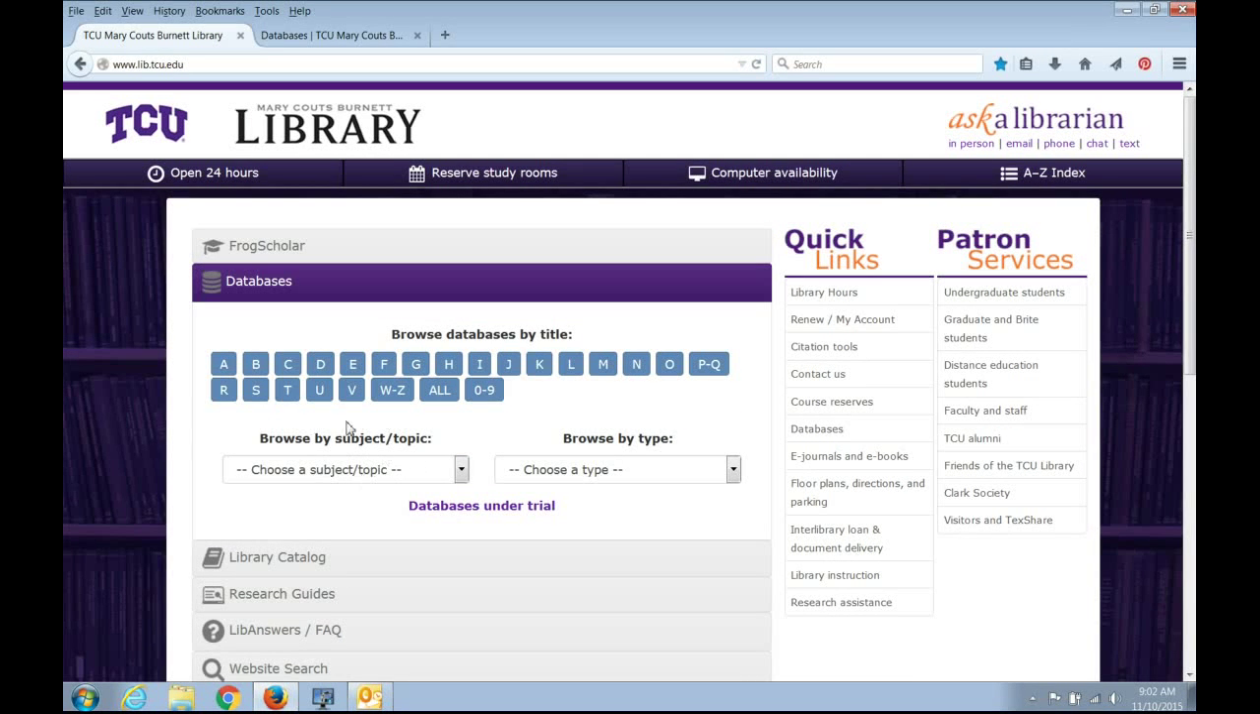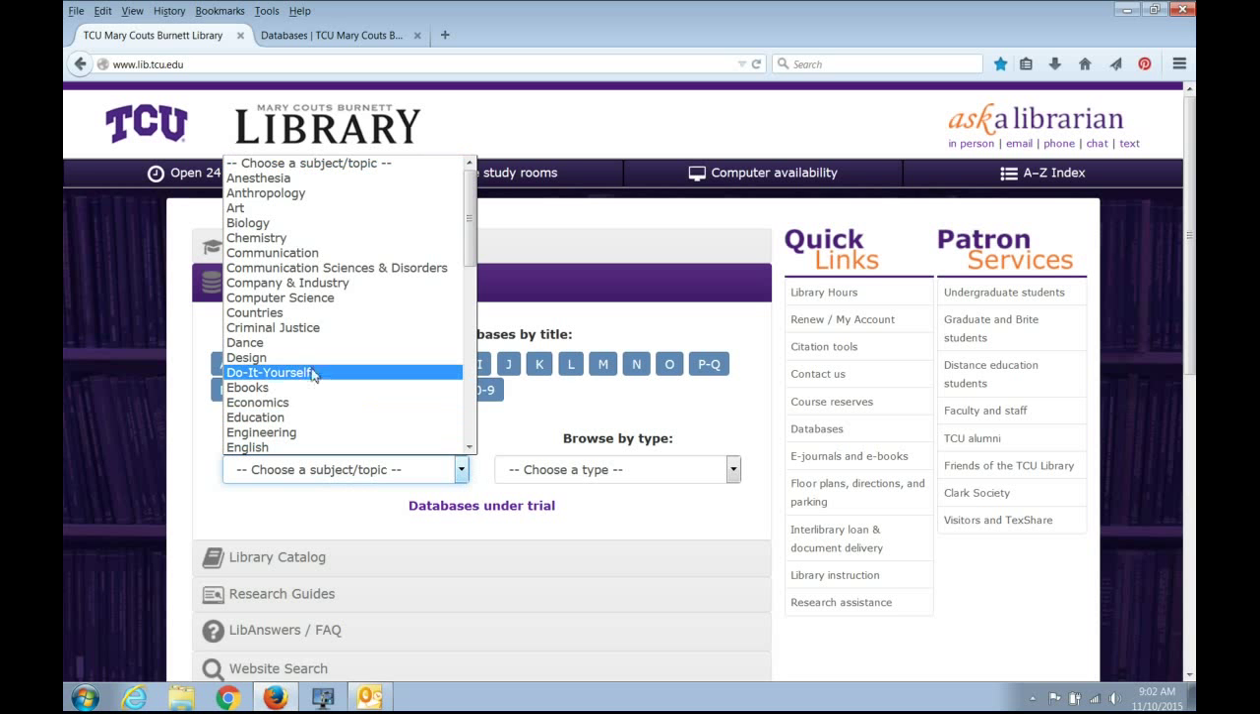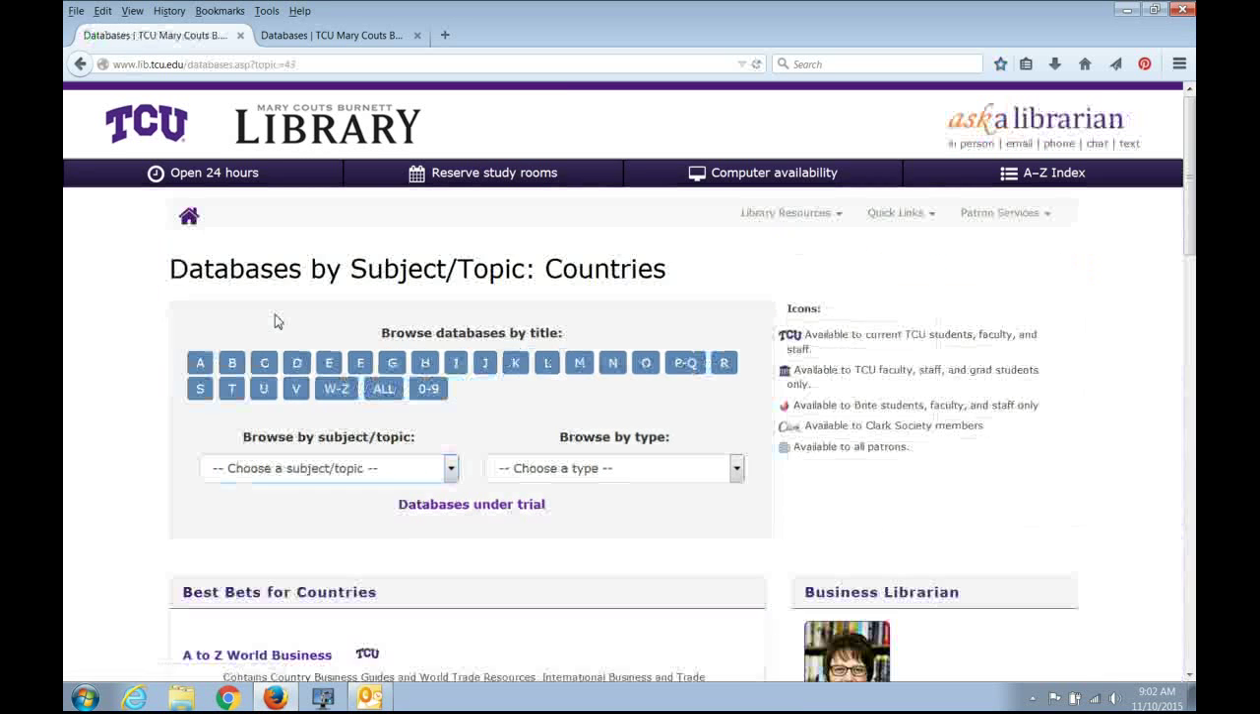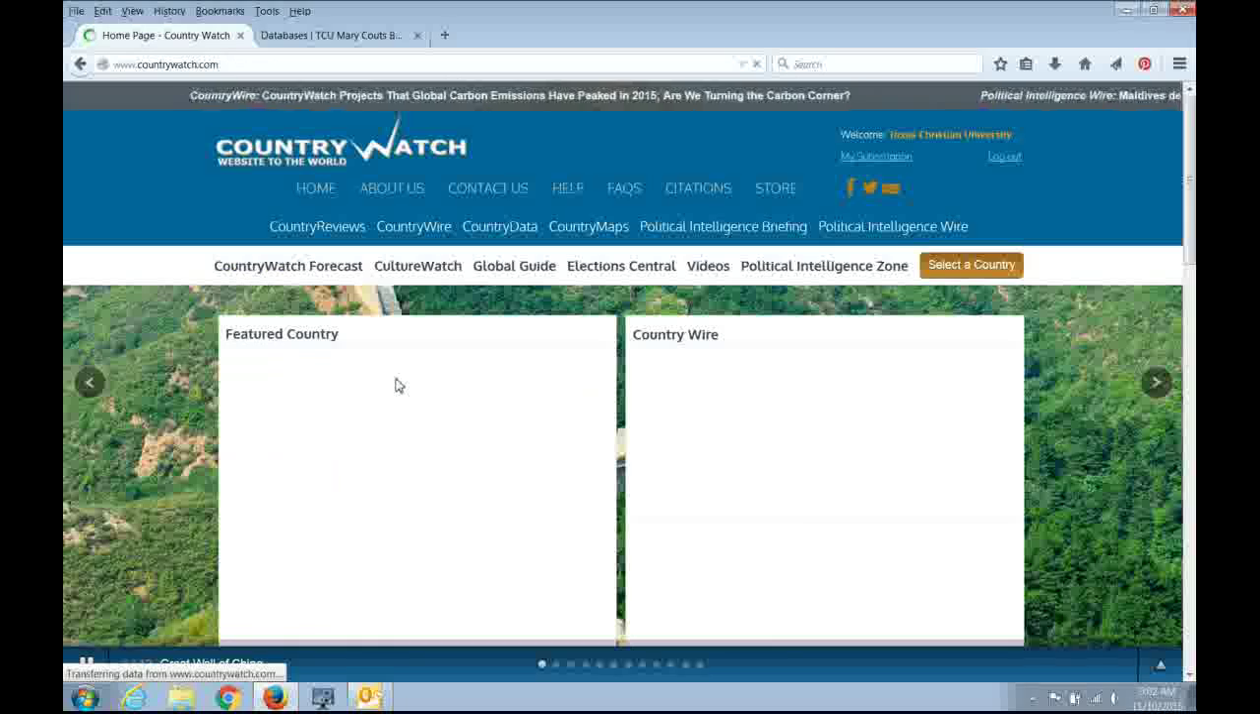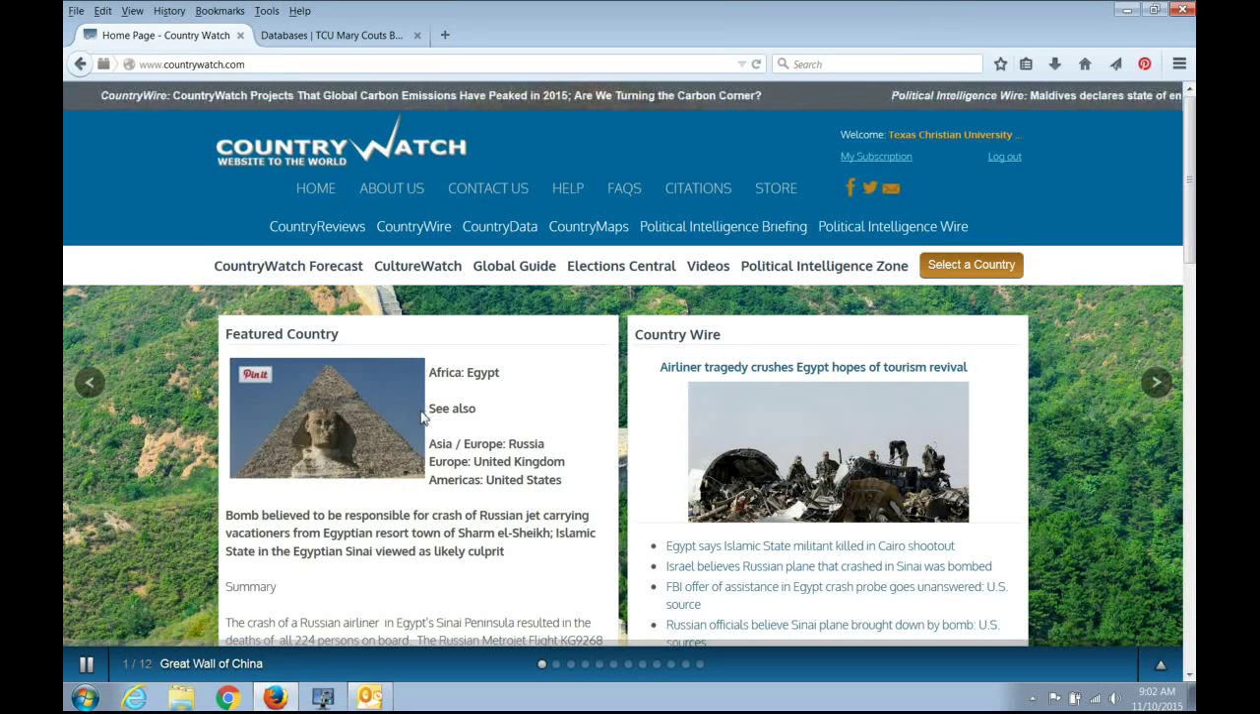So the first place I'm going to start is from the library homepage, and I'm just going to click on databases, and under this browse by subject I'm going to choose countries. And the first database that I want to show you is Country Watch. It's got lots of information in it.